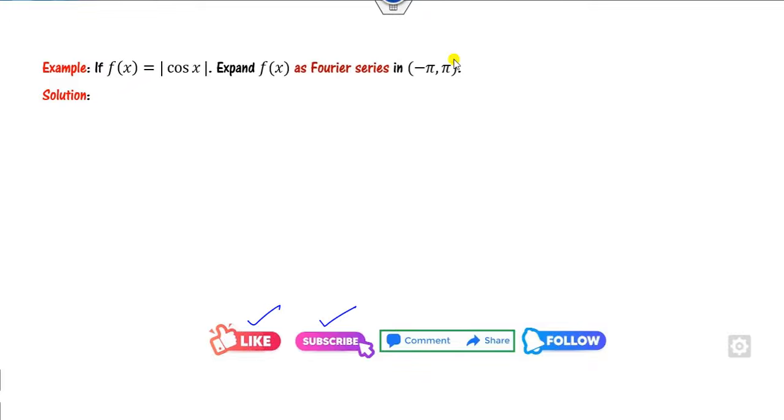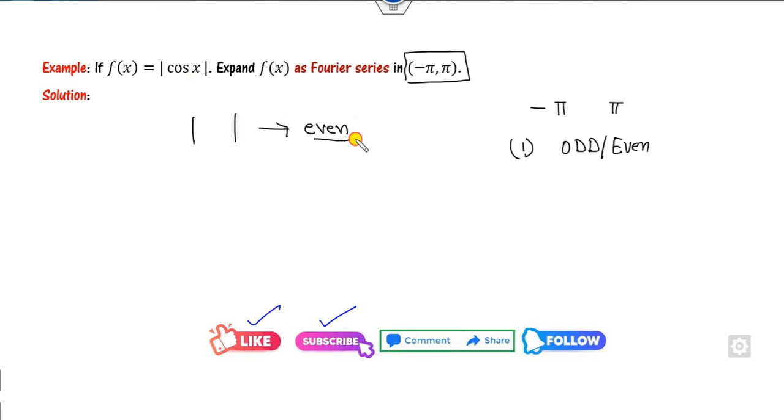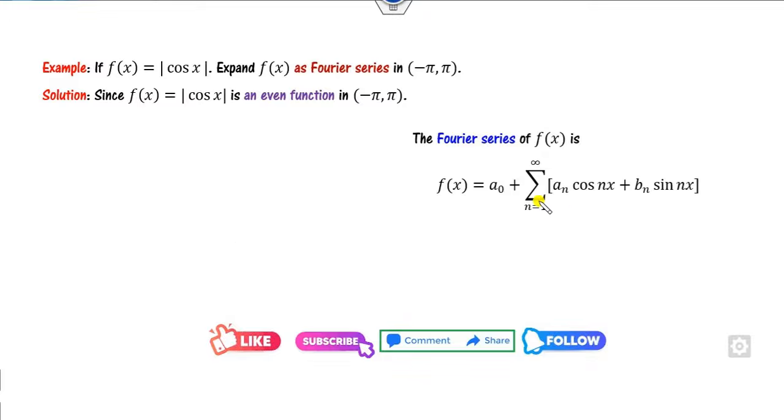Now the first thing: you can see the domain is minus pi to plus pi. So your first step is to check whether the function is even or odd. We all know the modulus function is always an even function. Now, if you read the statement, they are talking about the Fourier series. Are they talking about the half range series? No. So what is the meaning of the Fourier series? You have to find a0, an and bn.